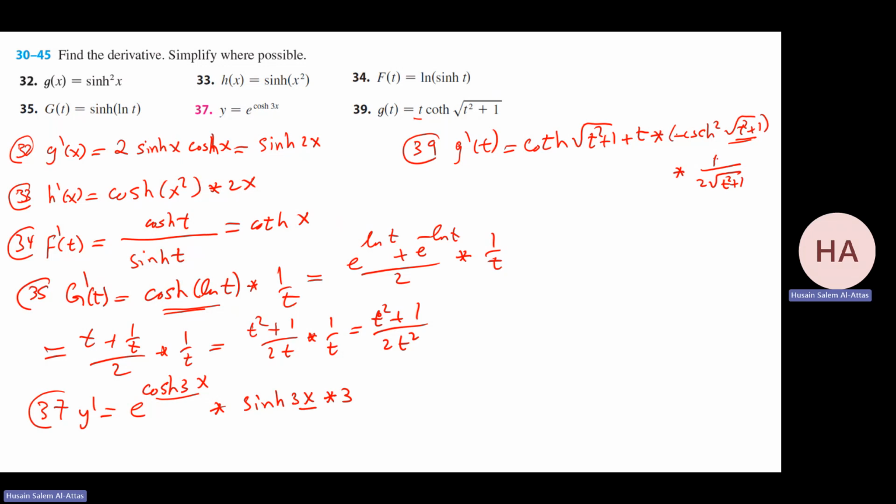plus 1 times 2t. So the answer is cotangent hyperbolic square root t square plus 1 plus. This is cancelled. That will be minus. So it's minus t square cosecant hyperbolic square over this.